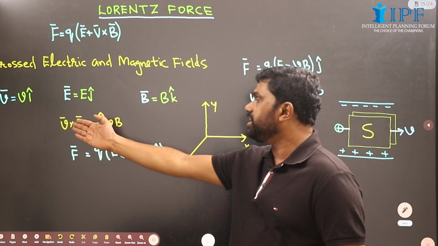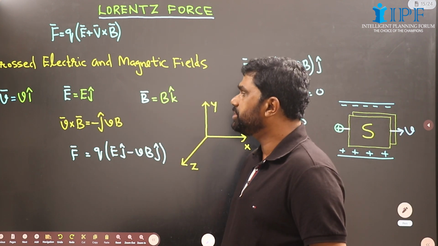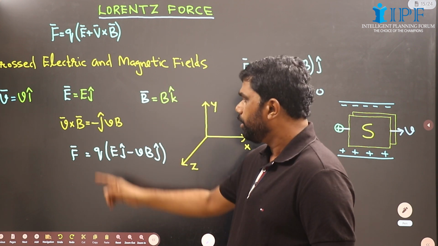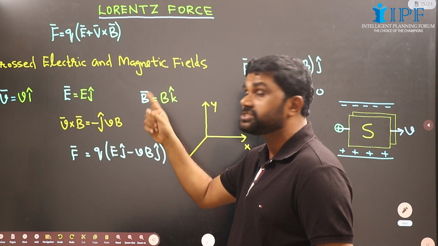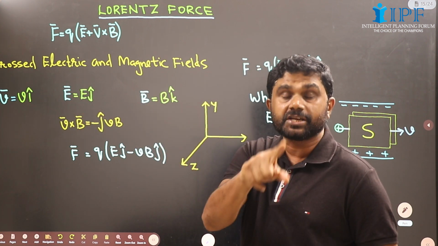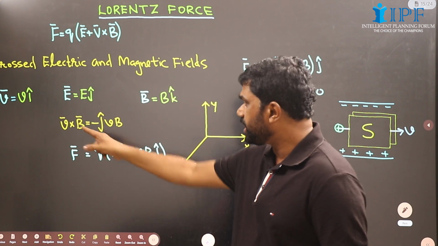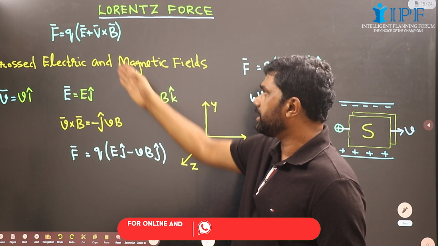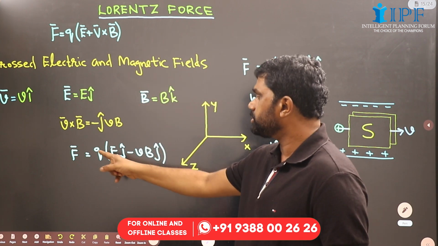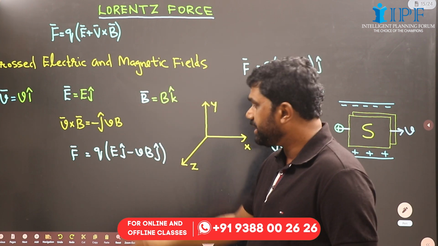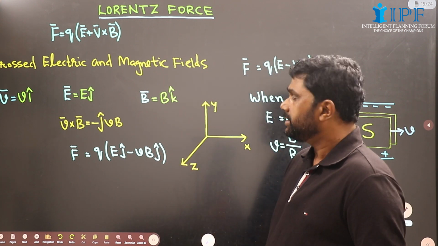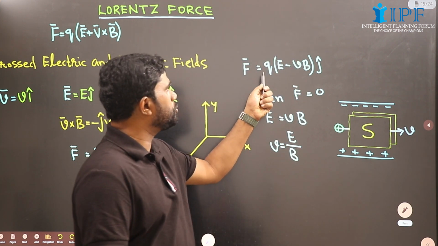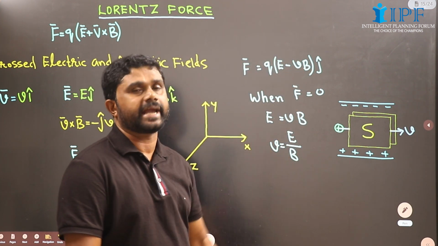Now let us find v cross B. v is along the positive x-axis, i cap, and B is along k cap. So the product vB, then i cross k is minus j. So v cross B will be minus j cap vB. And the force is electric plus magnetic, so the force will be qE j cap minus qvB j cap. This j is common to both the terms, so it can be taken outside. So the force F is equal to (qE minus qvB) j cap.